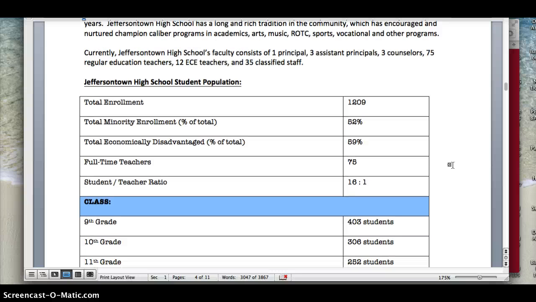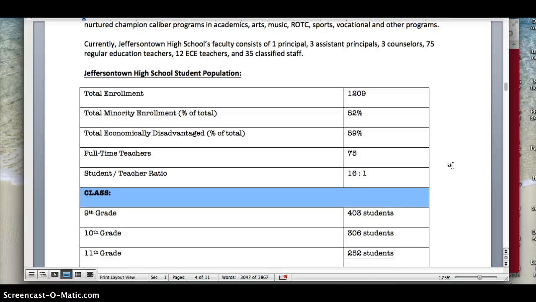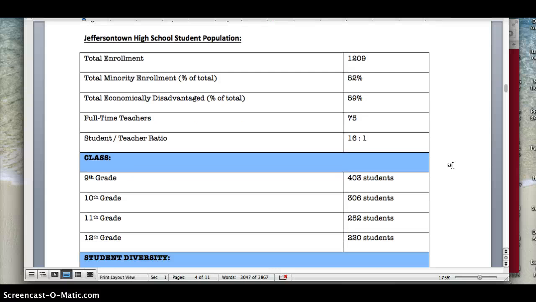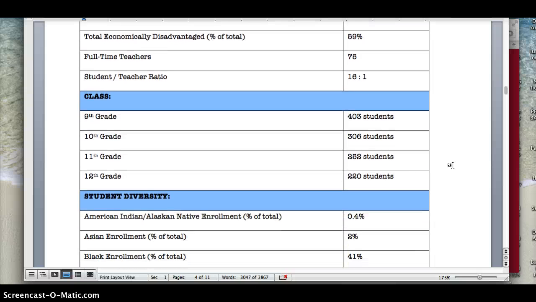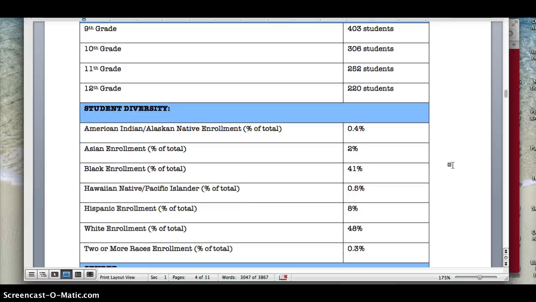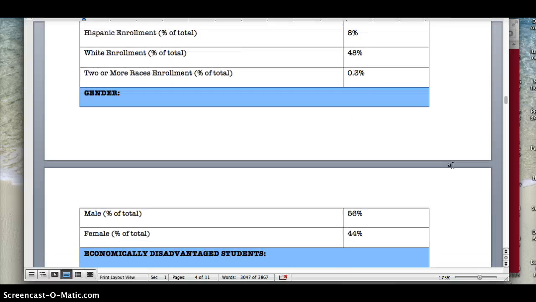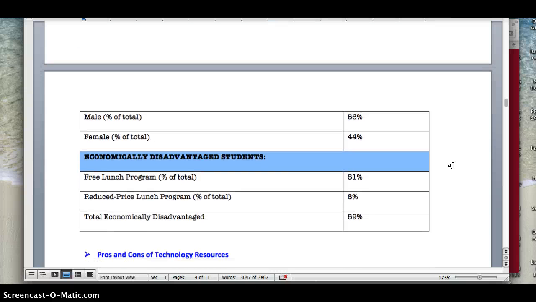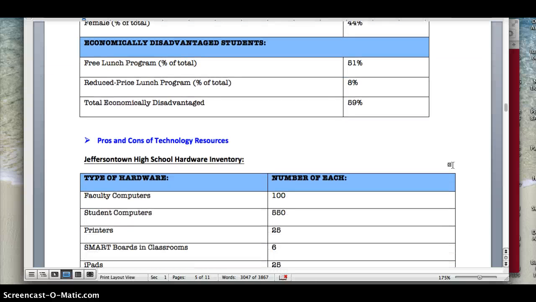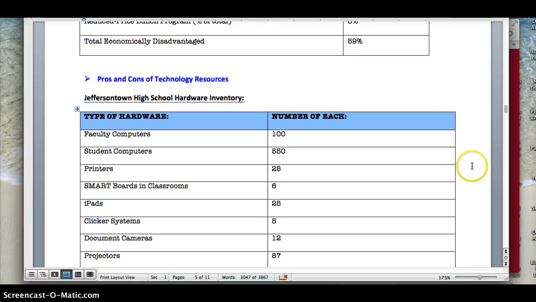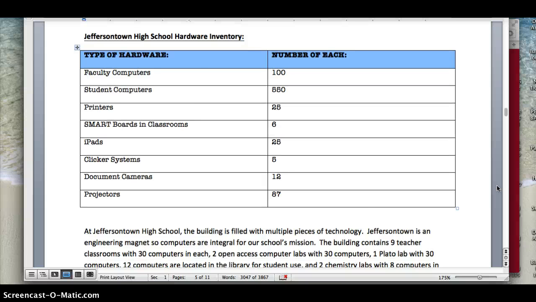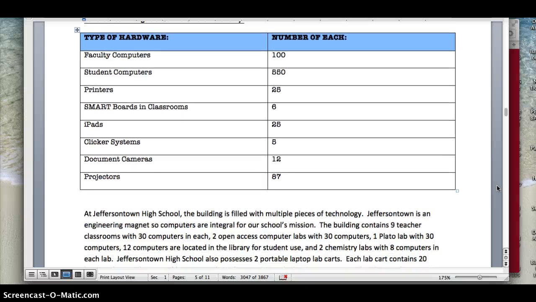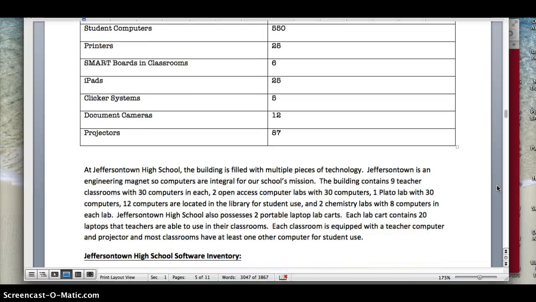So our enrollment is about 1,200 students, and as you can see, I've broken it up into minority and economically disadvantaged students by class, by diversity, by gender, and then again those economically disadvantaged students. I've listed here the hardware inventory that we have at J-Town. So about 100 faculty computers and over 550 student computers.